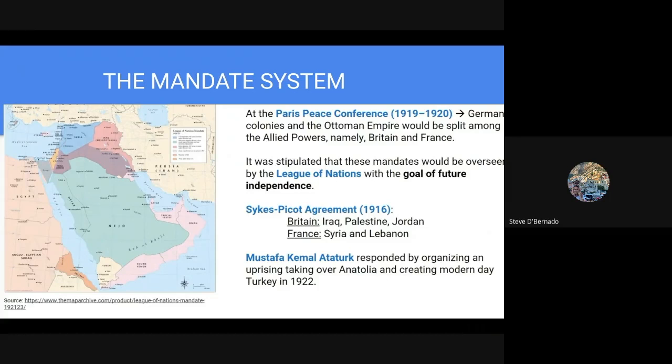Another part of the Ottoman Empire was Turkey, where there was a nationalistic revolution, an independence movement. Mustafa Kemal Ataturk responded by organizing an uprising, taking over Anatolia. He created modern-day Turkey. They were independent under their own control, and he instituted many reforms as well. Okay? What you need to know.